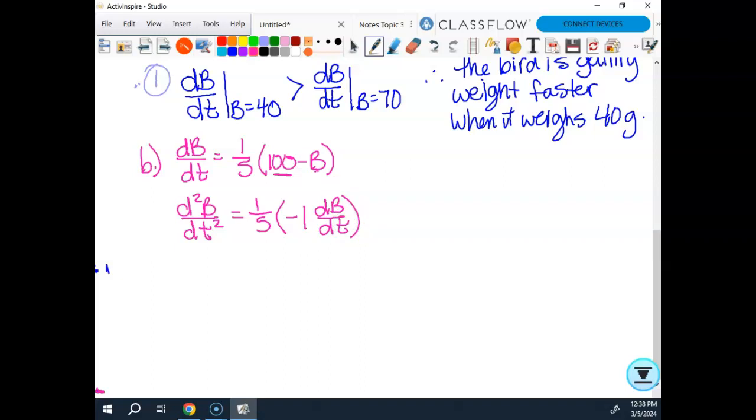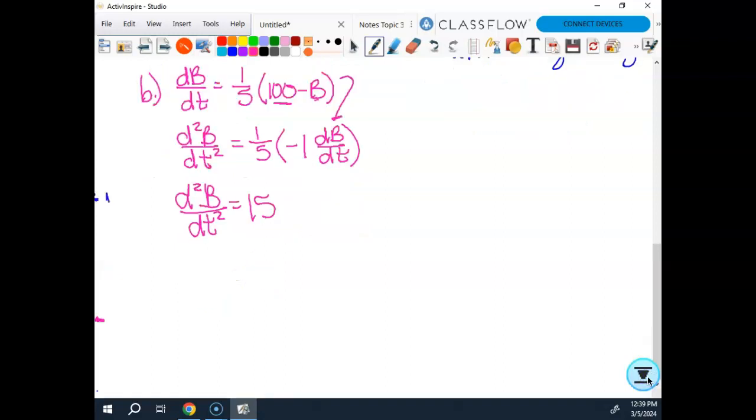Now, I'm not 100% finished. It says find this in terms of B. This is not in terms of B. This right now is in terms of dB/dt. So we have this. This is dB/dt. I need to substitute it back in there. So d2B/dt2 equals 1/5. Oh, that's a 1/5. Hang on. Don't do that. I'm actually going to make that a -1/5.